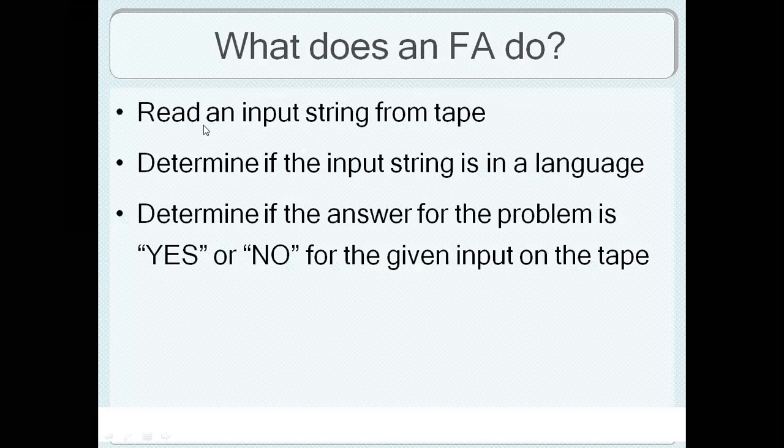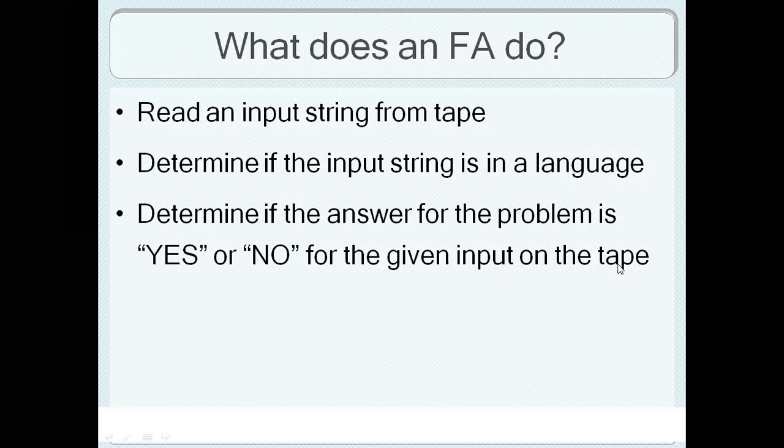Then next one, what does a finite automata do? So what does it do? I just told you, it reads an input string from the tape. So we have to read an input string from the tape and determine if the input string is in a language. That language is a formal language, when we take finite automata we take formal languages. So determine if the input string is in a language. So determine if the answer for the problem is yes or no for the given input on the tape.